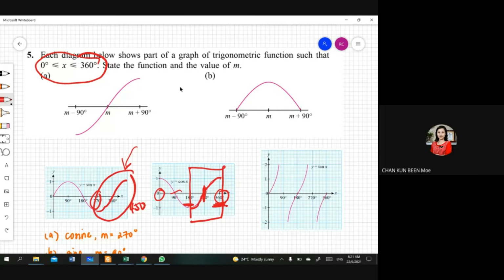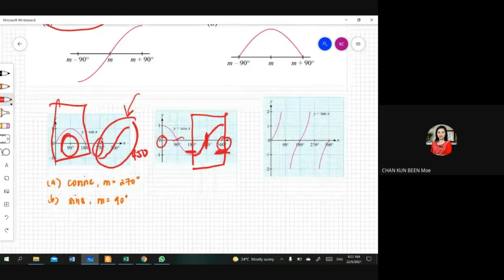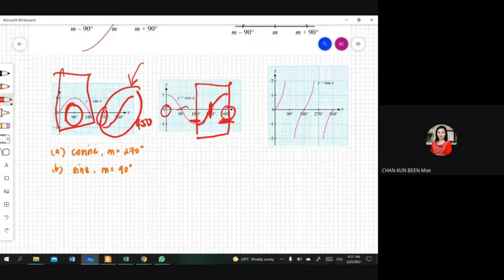Okay, now look at B. B is something like this. Okay, a mountain. So if you refer to this, there's no mountain over here for the angle between 0 to 360. We only have the mountain for the sine graph. Okay, so the value of m is 90. This is how we get the answer: sine graph, and the value of m is 90. Okay, class? Any questions?